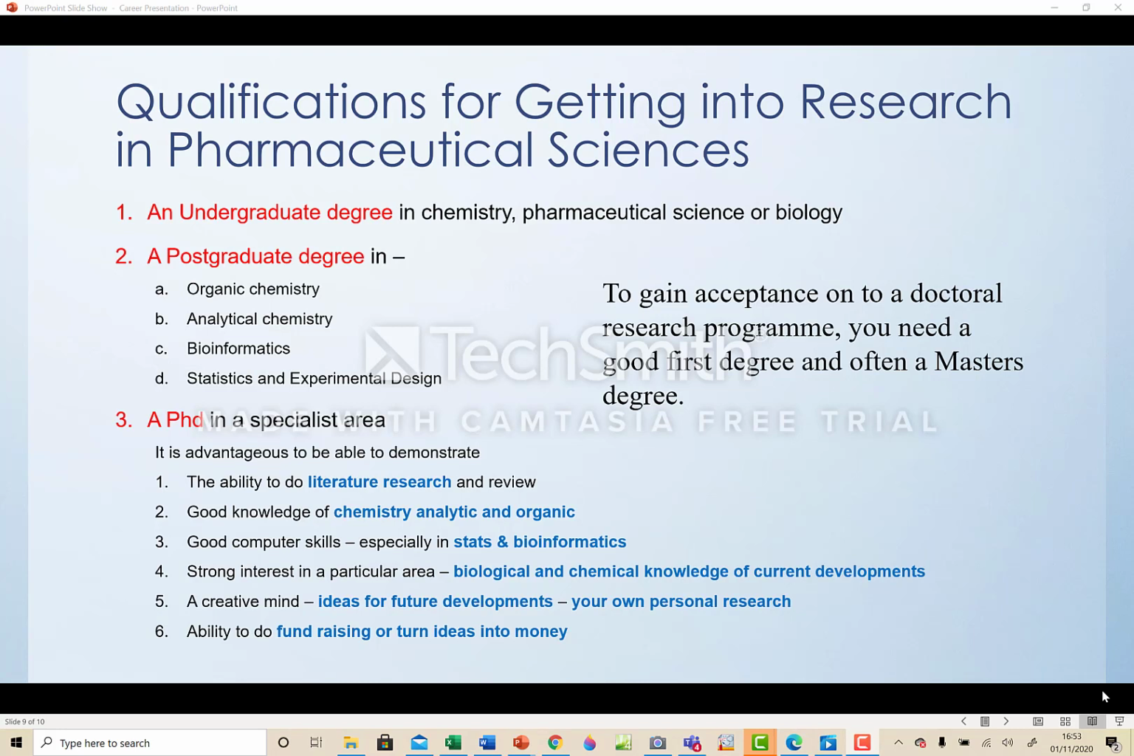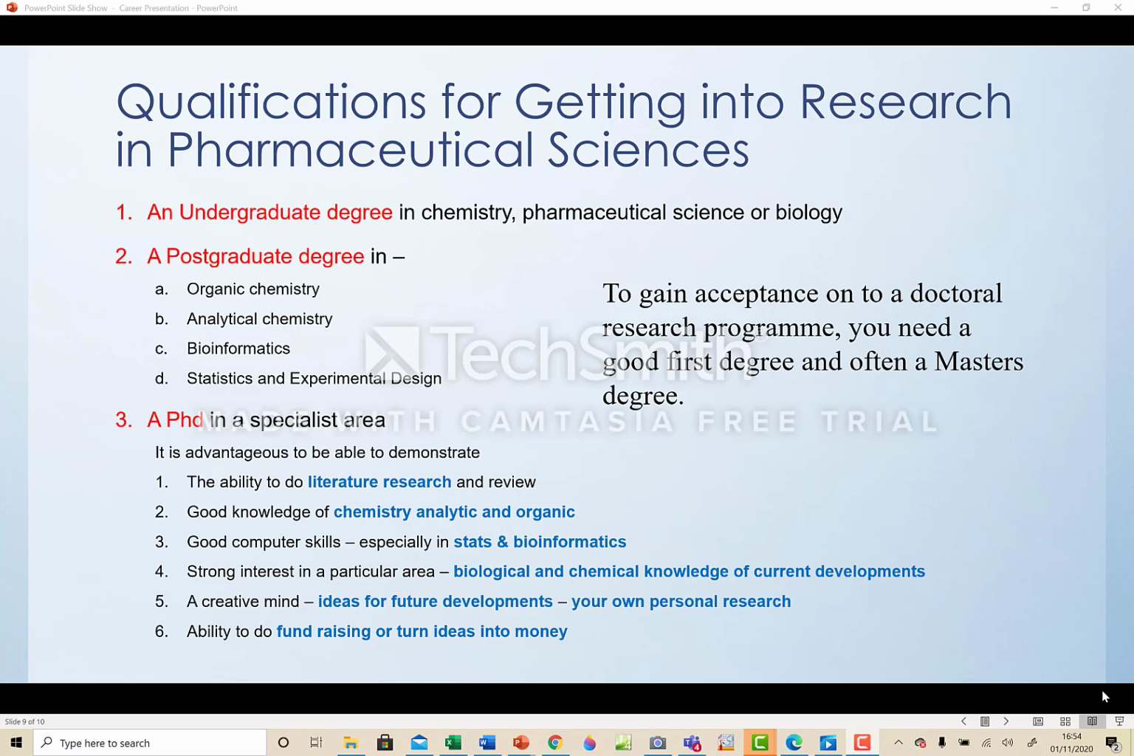Then you most likely need a master's in a specialism such as organic chemistry, analytical chemistry, bioinformatics, or statistics, since these are the main skill sets involved in working as a pharmaceutical scientist. Organic chemists synthesize drugs, analytical chemists are skilled in extraction and purification of drugs. Bioinformatics is an excellent skill for identifying drug candidates. And statistics and experimental design are useful for analyzing the large data sets produced by research.